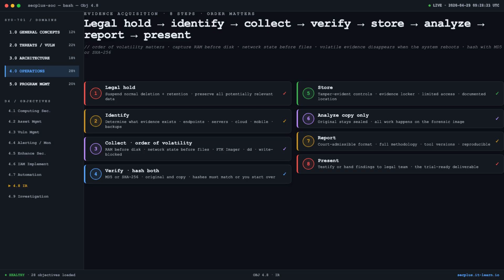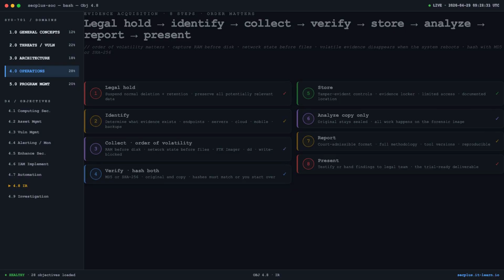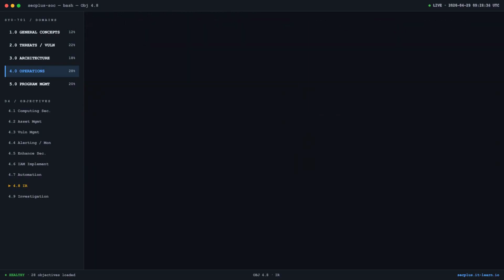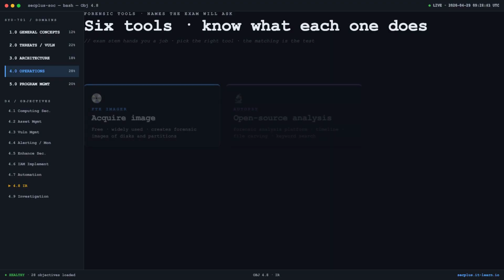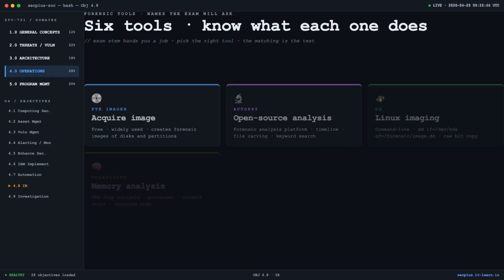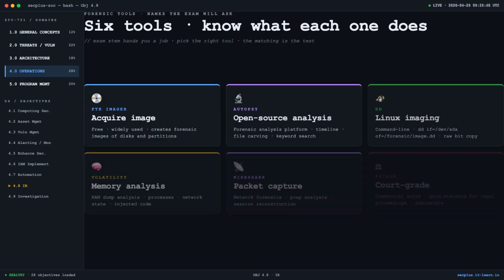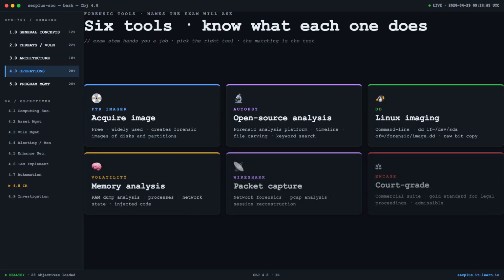Forensic tools the exam will name. FTK Imager. Acquires forensic images, free, widely used. Autopsy. Open source forensic analysis platform. The Linux dd command, command line disk imaging. The syntax is dd if=/dev/sda of=/forensic/image.dd. Volatility. Memory forensics analysis framework used to analyze RAM dumps. Wireshark. Packet capture analysis. EnCase, commercial forensic suite, court accepted, the gold standard for legal proceedings.